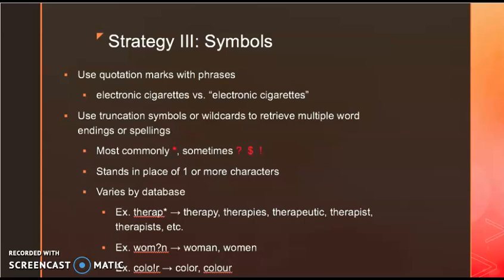And additionally, you can also use truncation symbols or wildcards to retrieve multiple word endings or spellings. I have listed that most commonly you can use an asterisk, sometimes a question mark, a dollar sign, or an exclamation point, and you can use that to replace other characters to broaden your search. So for example, if you wanted to look up "therap*" with an asterisk, that can be used to search words like therapy, therapies, therapeutic, therapist, therapists, and so on.